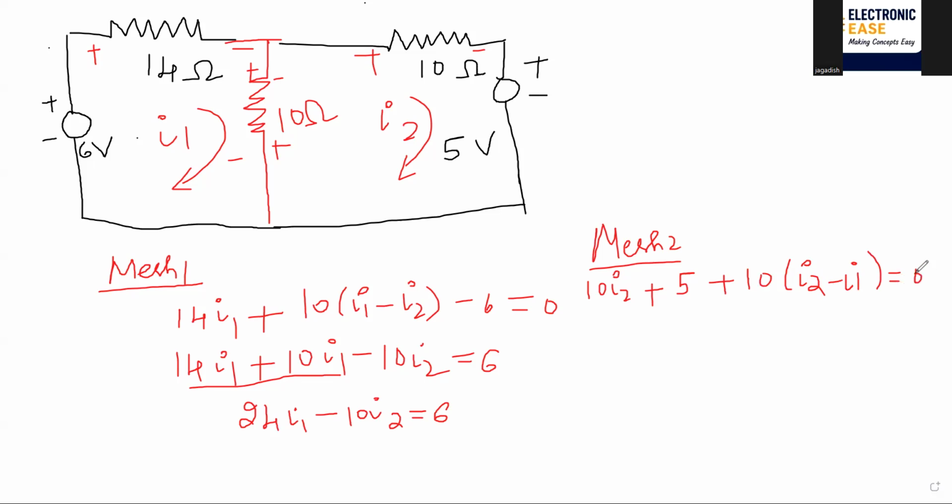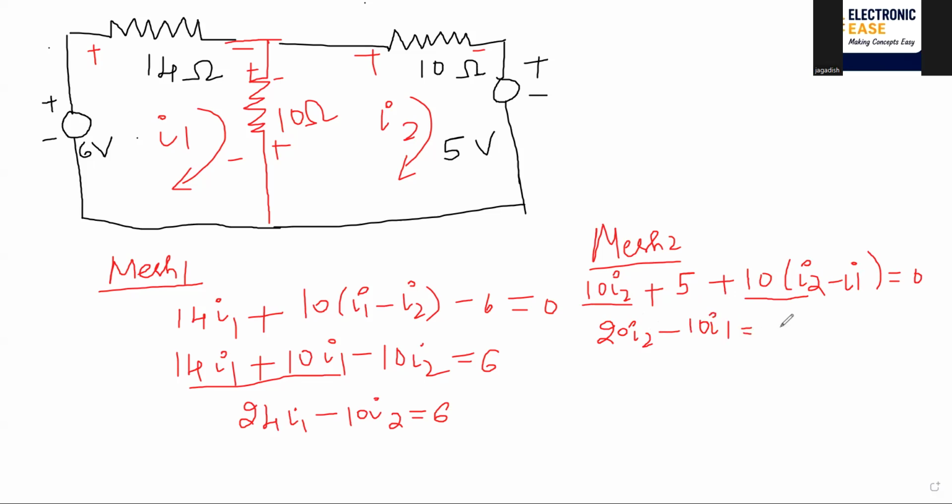So what will you be getting? 10 I2 and 10 I2, I can directly write as 20 I2, minus 10 I1 equal to minus 5.